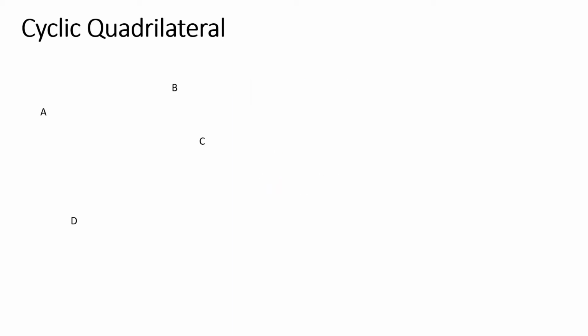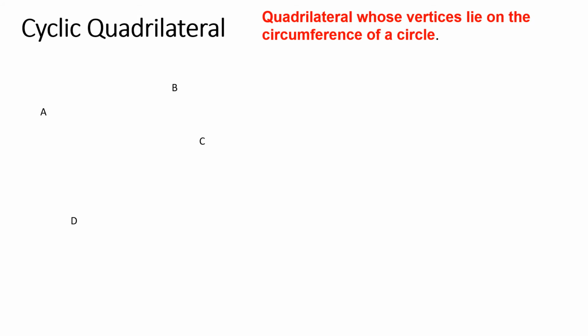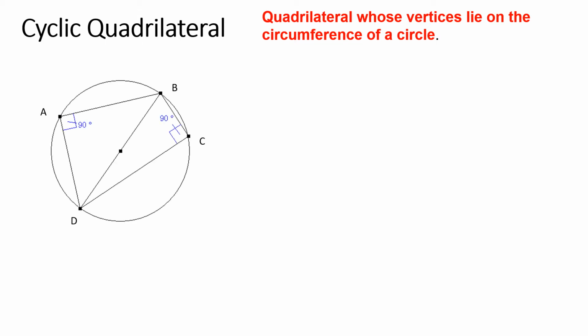The first definition is for the cyclic quadrilateral. Cyclic quadrilateral, as it is clear from the name, cycle, so it is relating a kind of circle. A quadrilateral whose vertices are lying on the circumference of the circle is known as a cyclic quadrilateral. Here you can observe in the figure A, B, C, D. These are the vertices of the quadrilateral and these are lying on the circle.